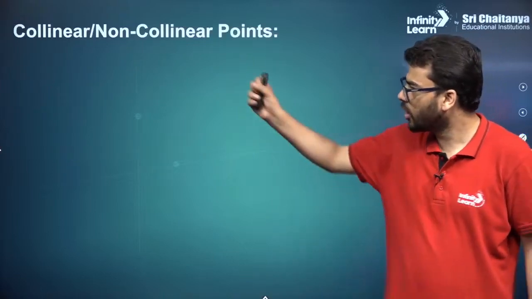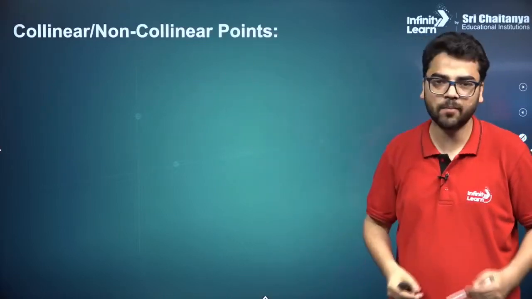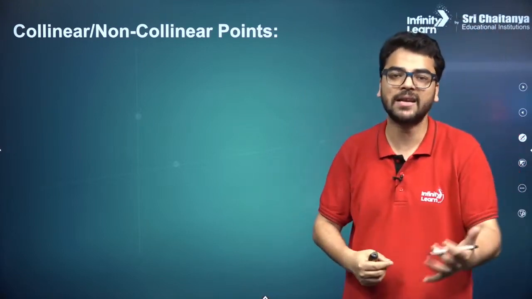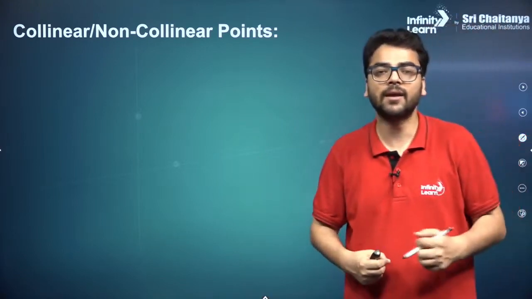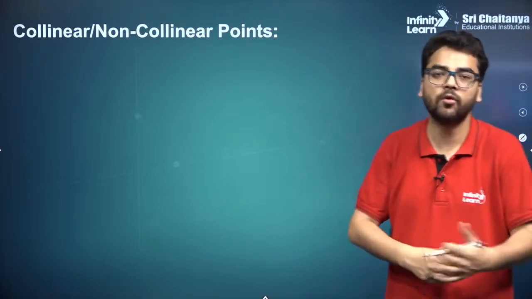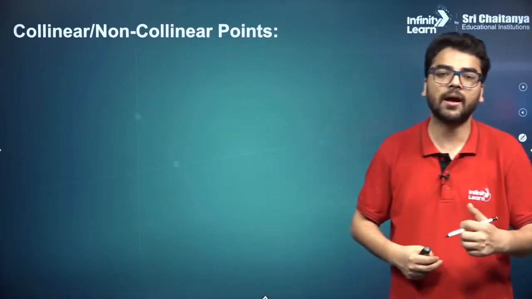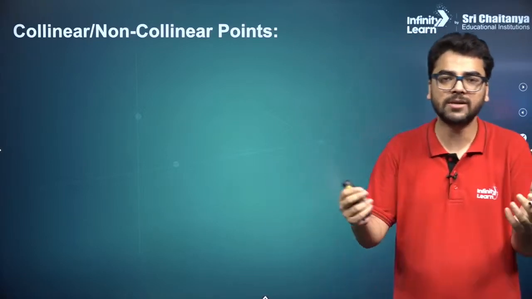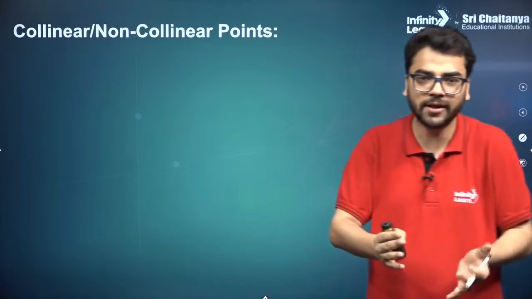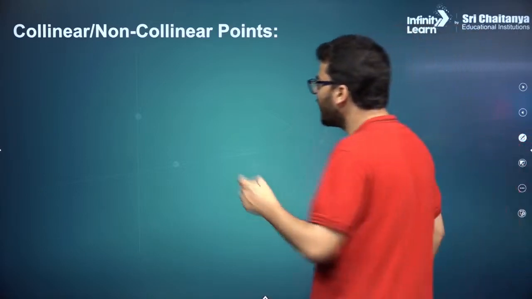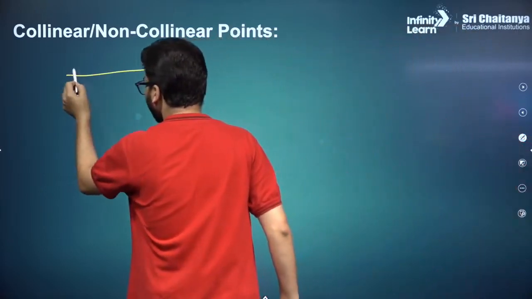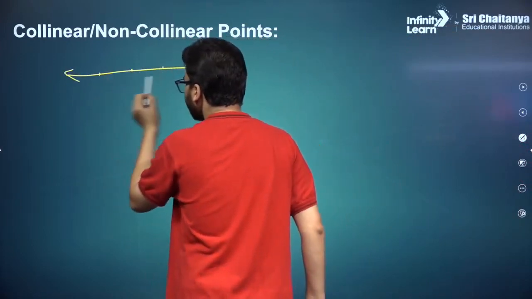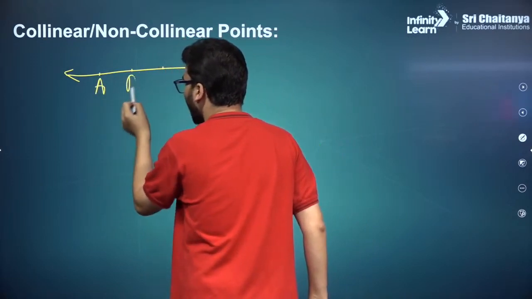Then you have got collinear and non-collinear points. You must have heard words like co-education, when boys and girls study together, and co-workers, people who work together. So basically when you use the prefix co, it means you're talking about things which are working together, which are happening together. Collinear means, for example, you've got a line, or it can be a line segment as well. Suppose A, B and C are lying on this line or line segment.